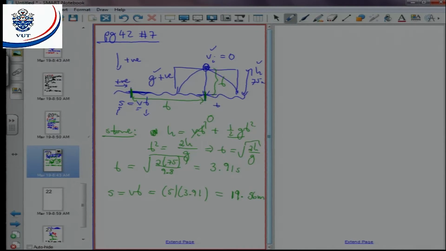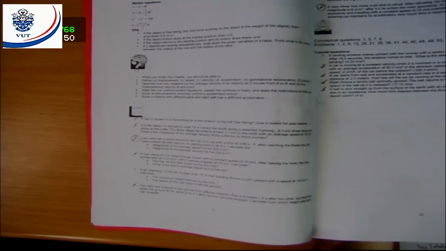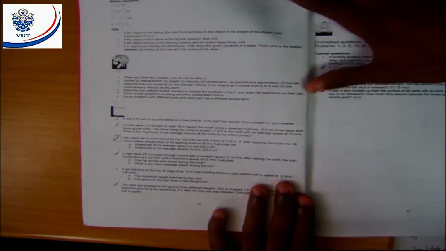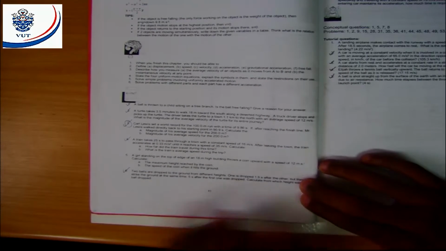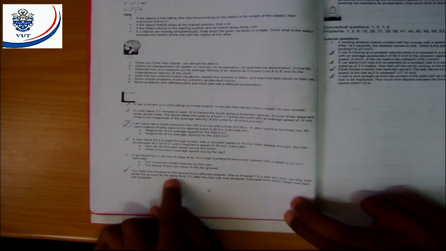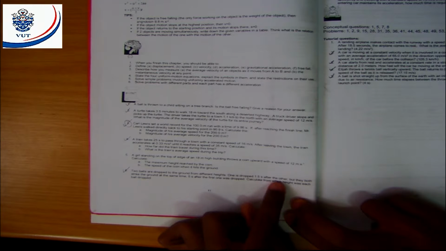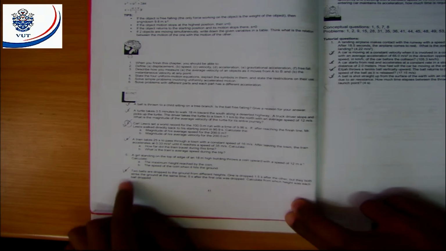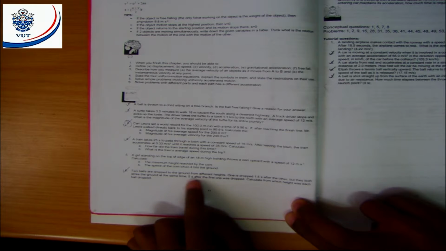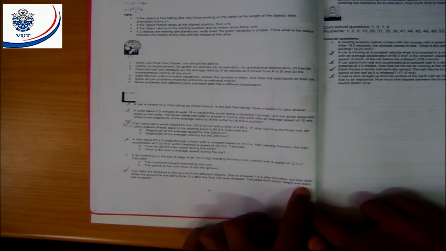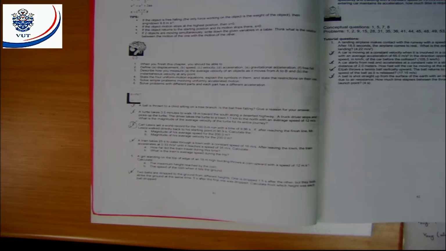Now we are looking at number 6. Let's just make sure that we shift the book so that you can see which question we are doing. Number 6 tells us we have two balls which are dropped to the ground from different heights. This is page 41. One is dropped 1.5 seconds after the other, and they both strike the ground at the same time, which is 5 seconds after the first one is dropped. Calculate from which height each ball was dropped.